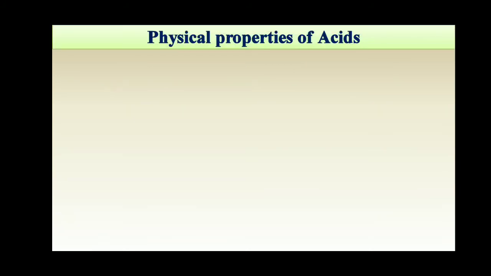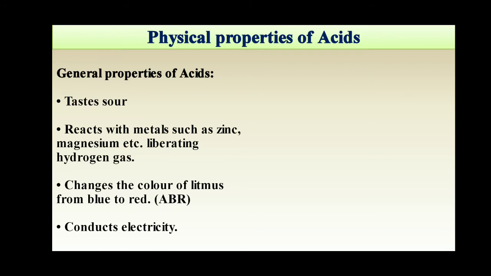I am going to start the next topic, that is physical properties of acids and bases. Okay, so first I am going to explain the physical properties of acids, also known as general properties of acids. First, acids react with metals such as zinc, magnesium, etc., liberating hydrogen gas. This property I will explain in the chemical properties as well.